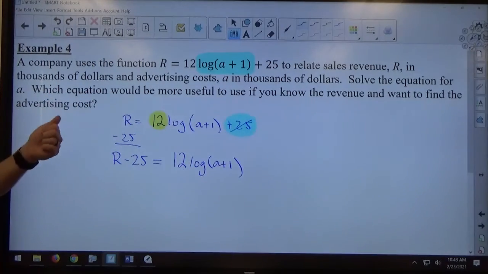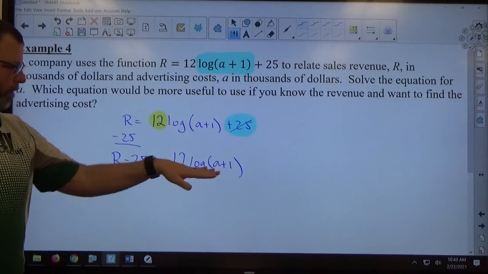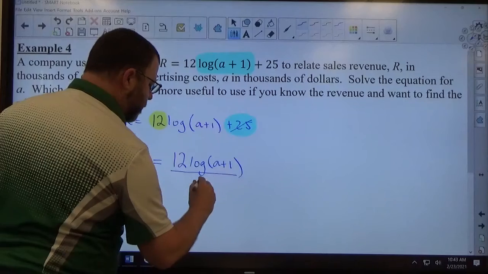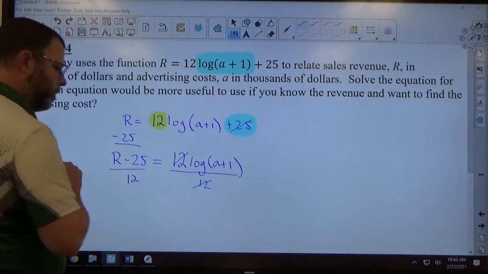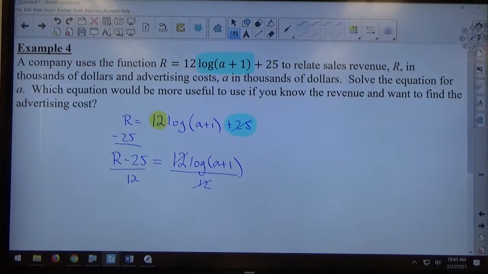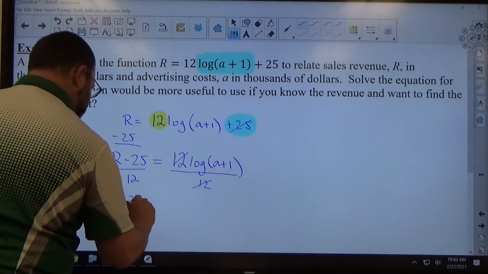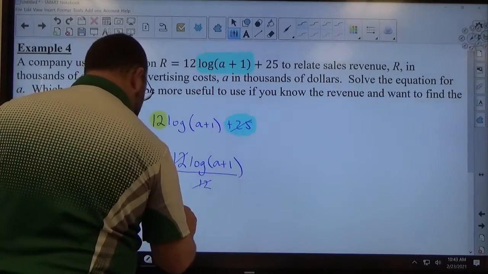Now, again, my overall goal, I want log all by itself. The 25 is gone. My next task, I need the 12 to go away, so I'm going to divide by 12 here, divide by 12 here. And that gets me r minus 25 over 12 equals log of a plus 1.